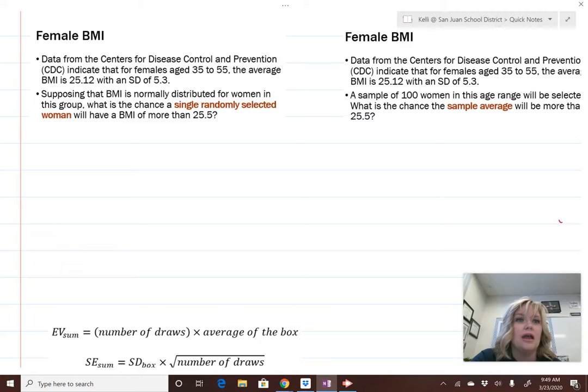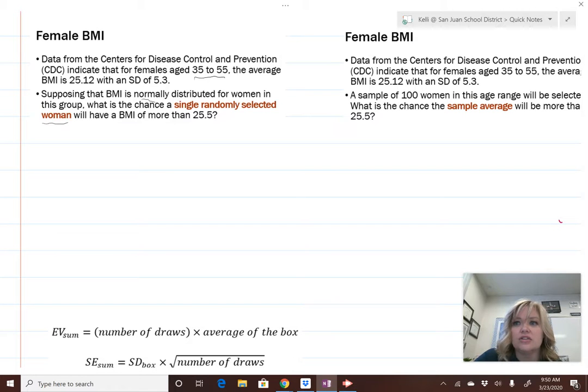So for this example, I have female BMI, which stands for body mass index. It's just a rating that you get based off of your height and your weight and your age. Anyway, so they have for females age 35 to 55, average BMI is 25.12 with an SD of 5.3. So suppose that BMI is approximately normal, so it follows a normal curve. What is the chance a single randomly selected woman will have a BMI more than 25.5?